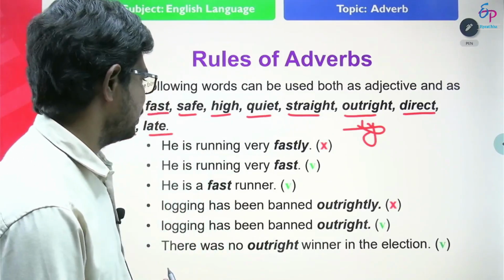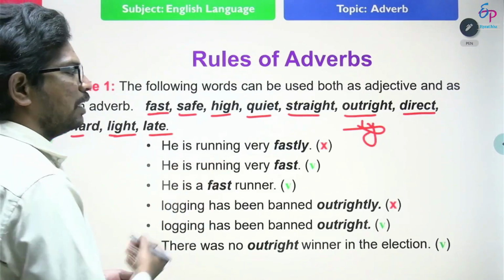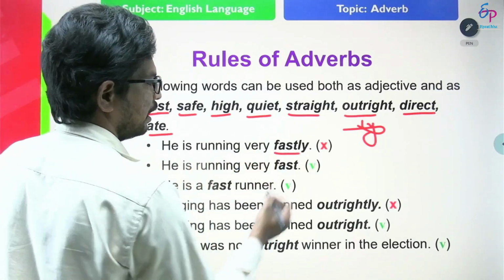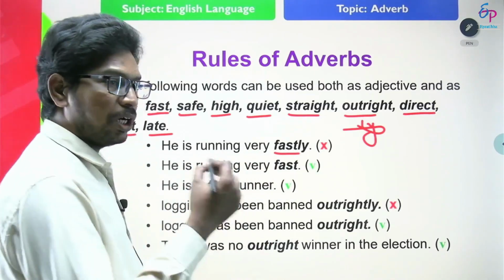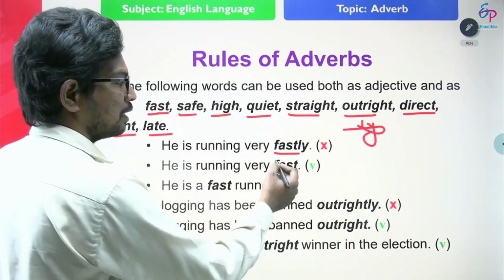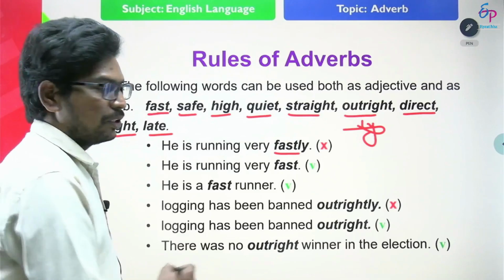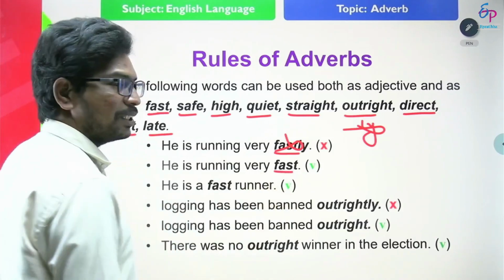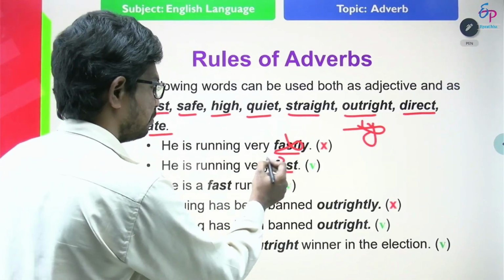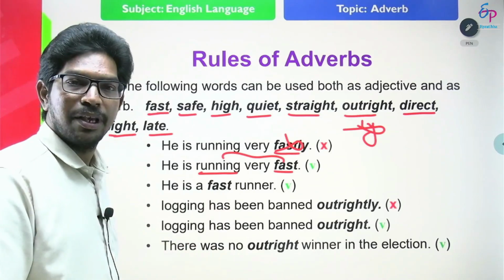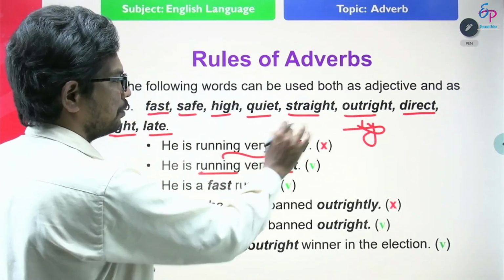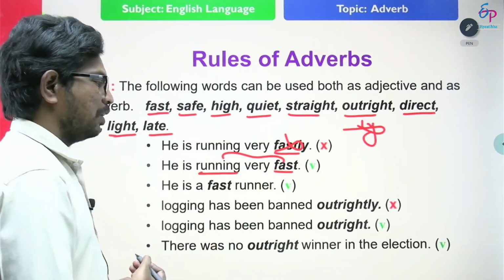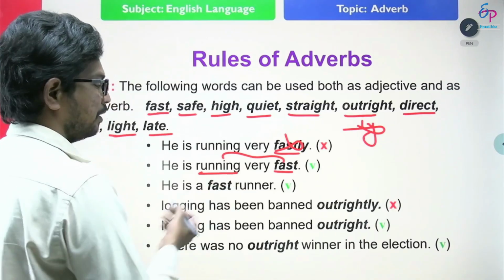Let us see the examples. He is running very fastly. In this statement, the word fastly is incorrect because we should not add ly to fast when it is acting as an adverb. What is the correct statement? He is running very fast. Fast is functioning as an adverb here. It is modifying the verb running. So we should not add ly to these words to make adverbs.